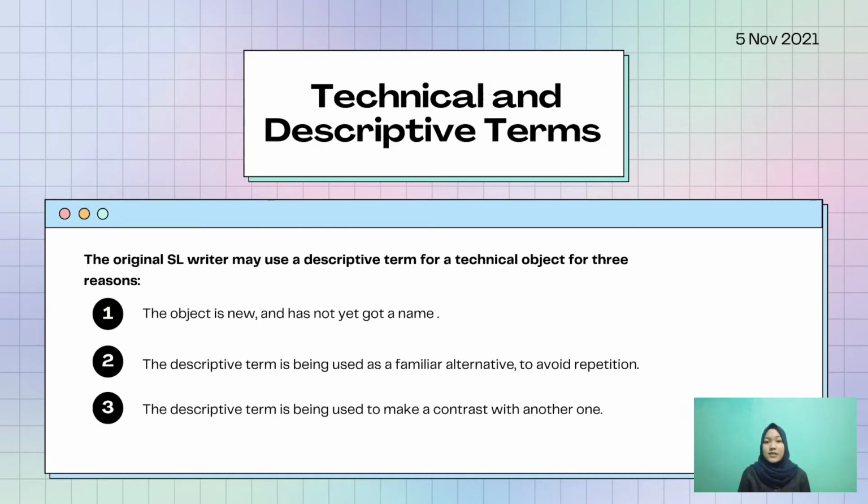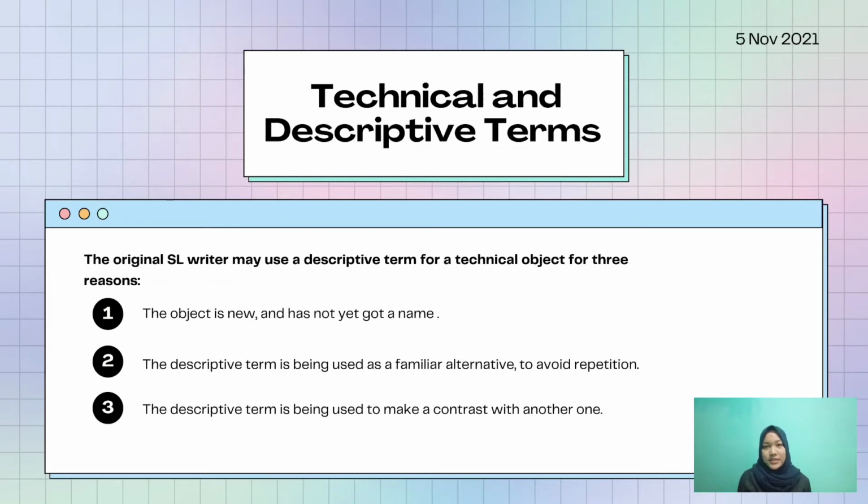If the SL descriptive term is being used either because of the SL writer's ignorance or negligence, or because the appropriate technical term does not exist in the SL, or any particular event or object strange to the SL but not to the TL culture is being referred to, then you are justified in translating a descriptive by a technical term. A technical term is always more precise than a descriptive term.